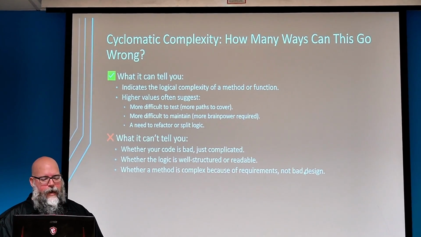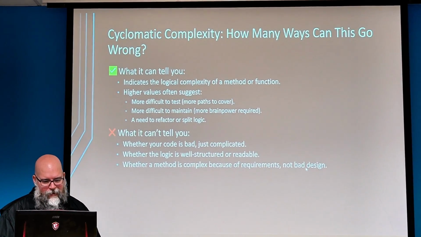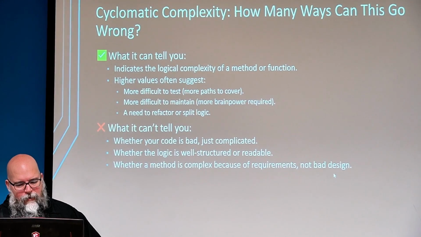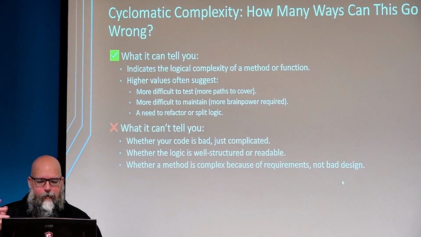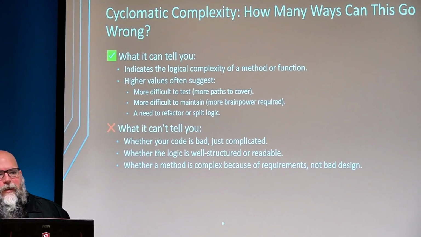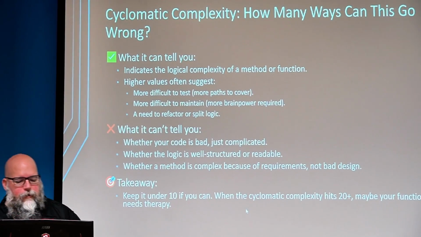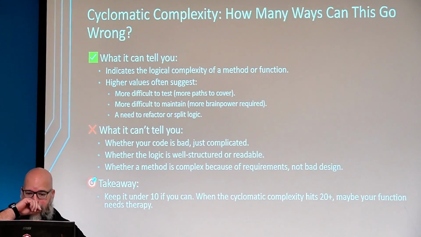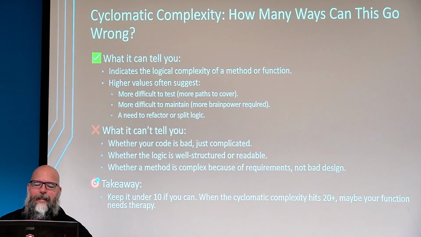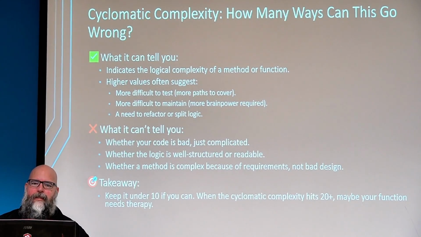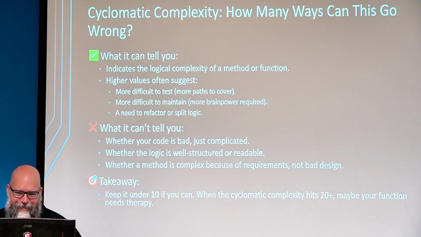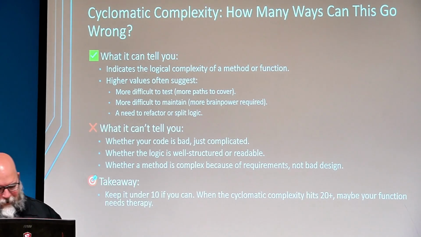Don't write code like that. I got scars from that somewhere. It's not going to tell you whether or not the method is complex because of the requirements or bad design. So, the takeaway for this is to keep it under 10 if you can. When cyclomatic complexity hits 20 plus, maybe your function needs therapy. That class I showed you a little while ago needs a boatload of therapy. It's atrocious.